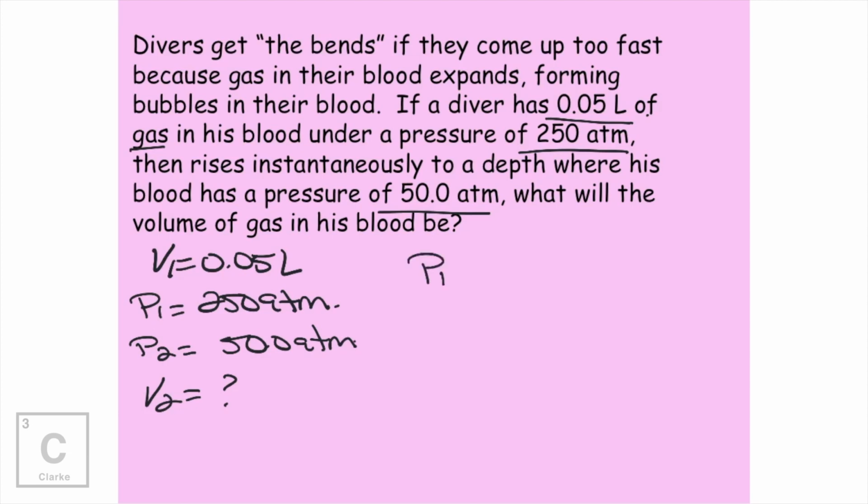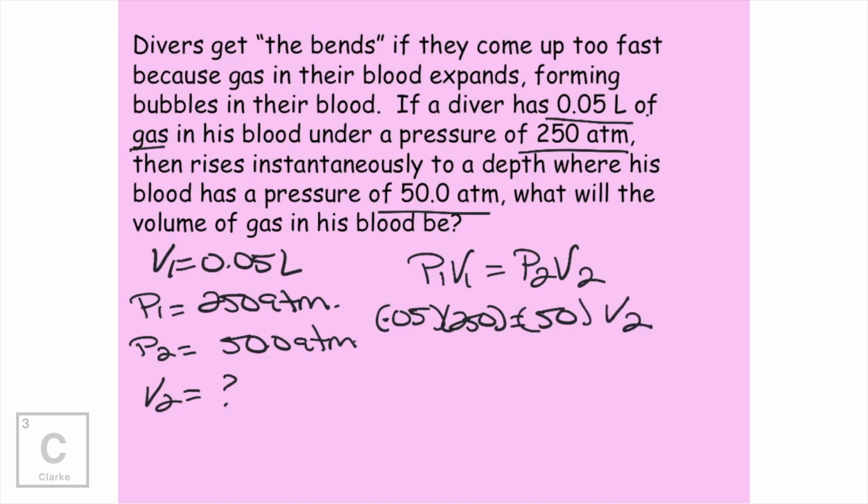So I'm going to put my formula again. Pressure times volume equals pressure times volume. P1, that is 0.05. V1, 250. P2, that was 50. And we're solving again for V2. Now I want V2 all by itself. Right now it's being multiplied by 50, so we need to get 50 to the other side by dividing. Okay, so let me put this in the calculator. I've got 0.05 times 250 divided by 50, and I am getting 0.25 liters.